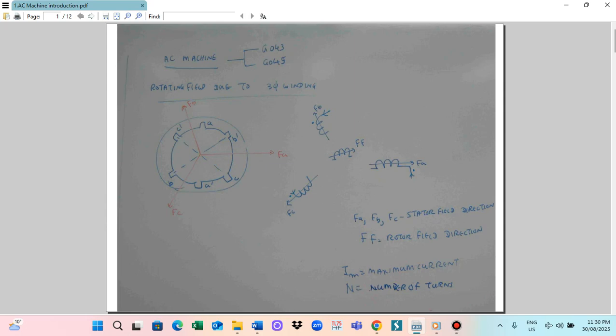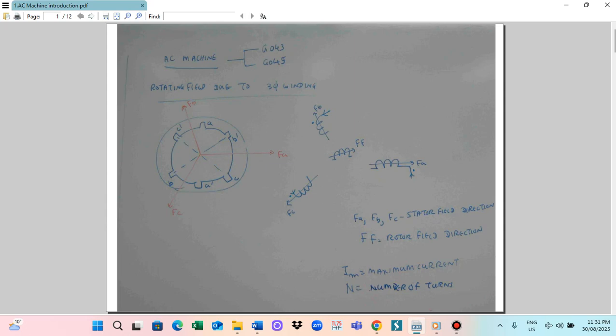So the first thing we can draw is the rotating speeds due to the three-phase winding. When we connect the electricity supply to the three-phase motor, the three-phase winding produces a rotating magnetic field. The rotating magnetic field is developed in the three-phase winding, so for this we can draw this diagram.